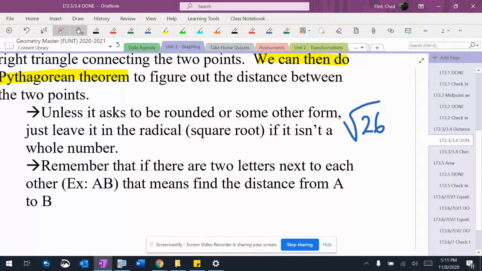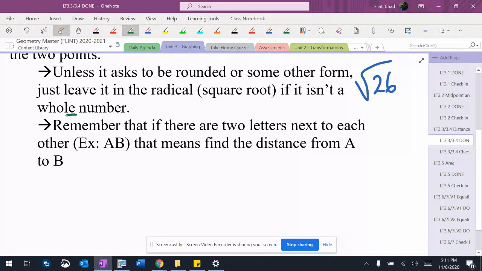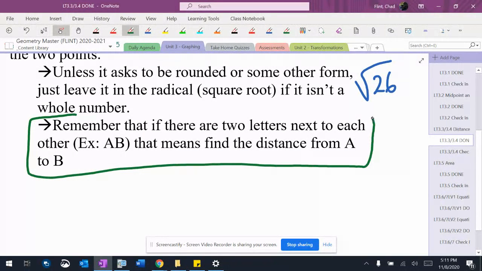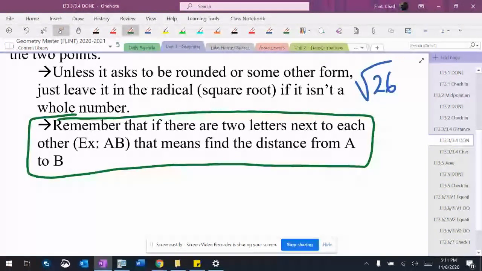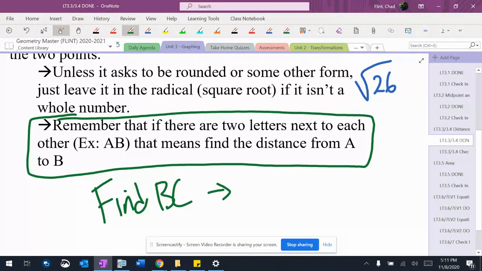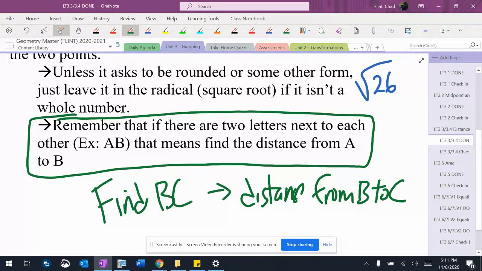Okay, and then this is the big one, and this is the thing that people just cannot remember no matter what I do. I could probably put a quiz on it every day, and someone still would get to the test or the quiz or the Regents exam and be like, I don't know what that means. So if you see a question that says find BC, that means what's the distance from B to C? Now, maybe you're finding that on a graph, maybe you're not, but that's what it means.